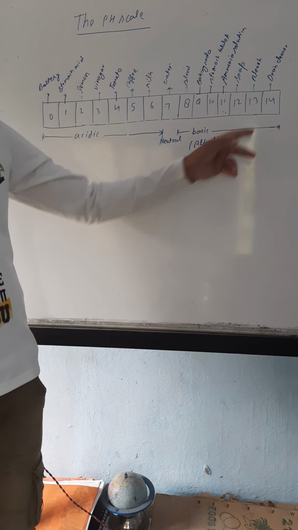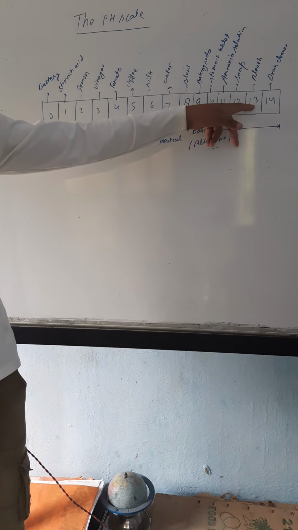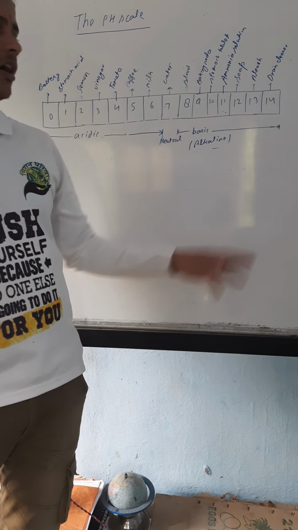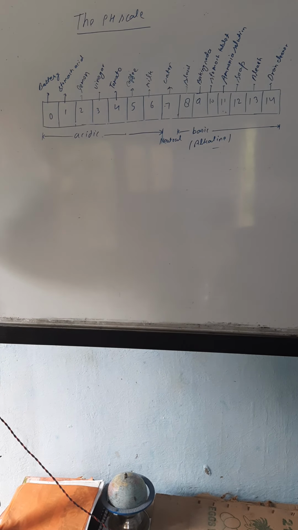Then the bleach which you use to remove the dark spots on clothes has a pH value of around 13. Then you have the drain cleaner with which you clean the drain, and its pH value will be around 14. So this is the pH scale. It might be helpful, please note it down.